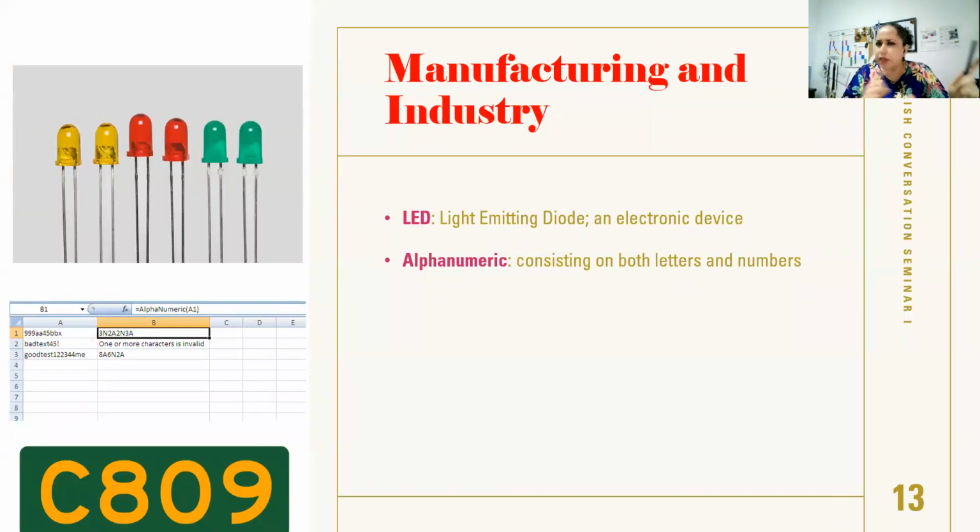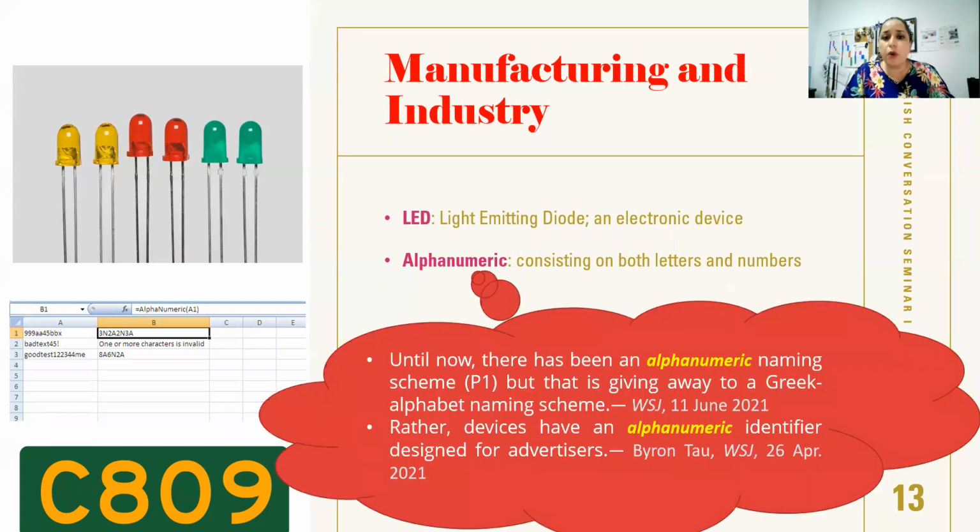And last, I think these are the final ones, is LED, which stands for light emitting diode, an electronic device. And alphanumeric, which means consisting of both letters and numbers. You can see the examples here, the drawings and pictures that I included over here. And the examples go for alphanumeric. I decided not to include the LED example because that was really easier to understand.